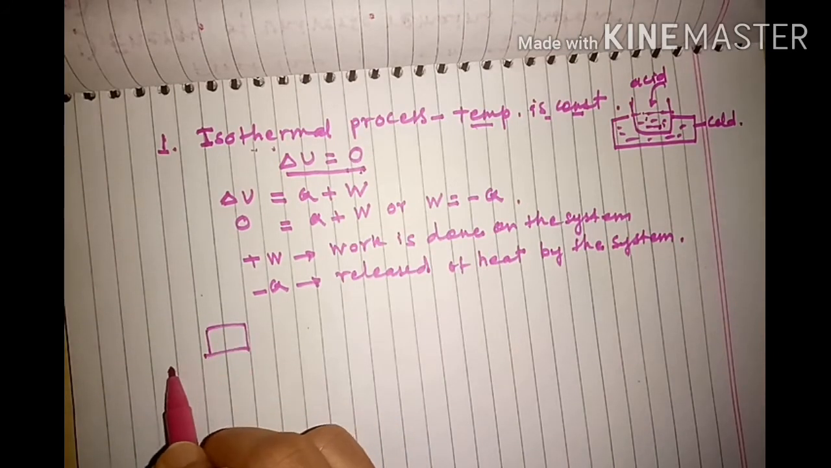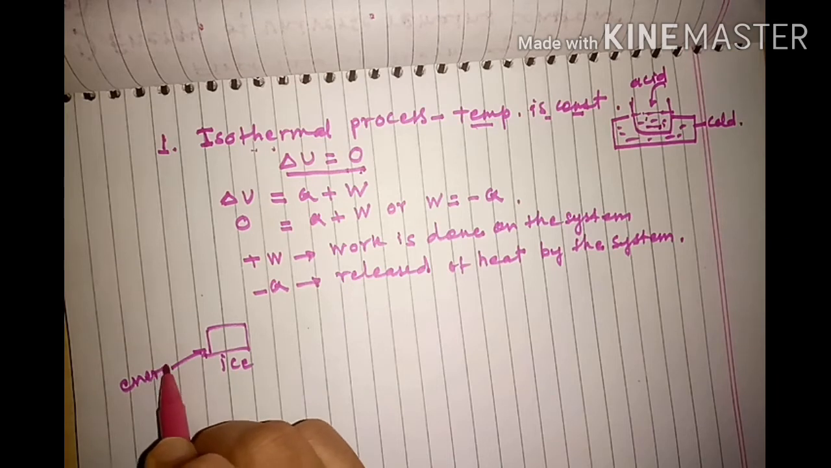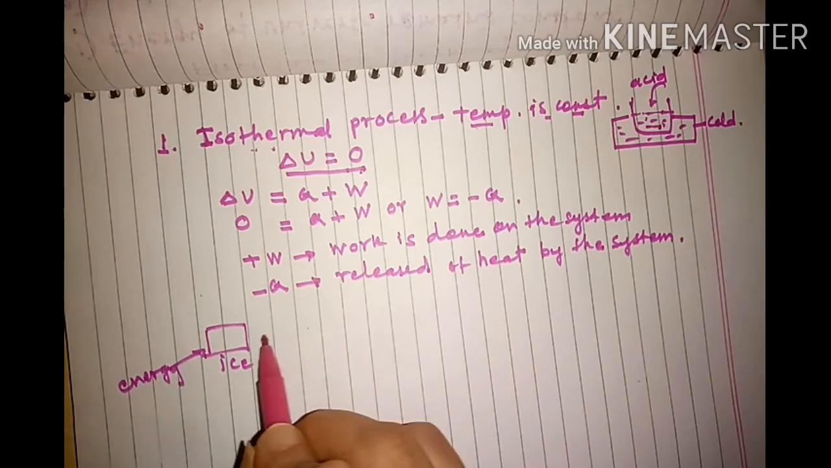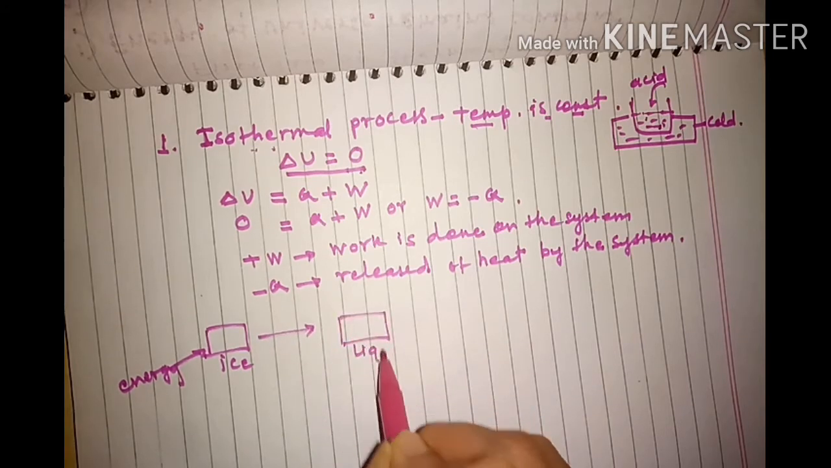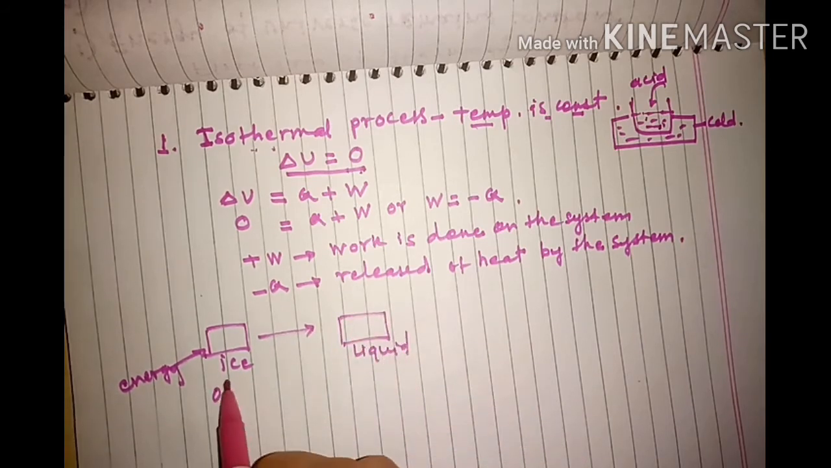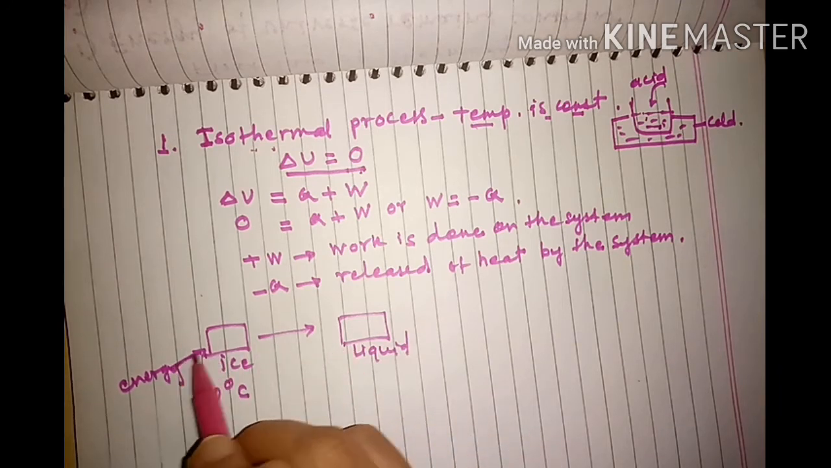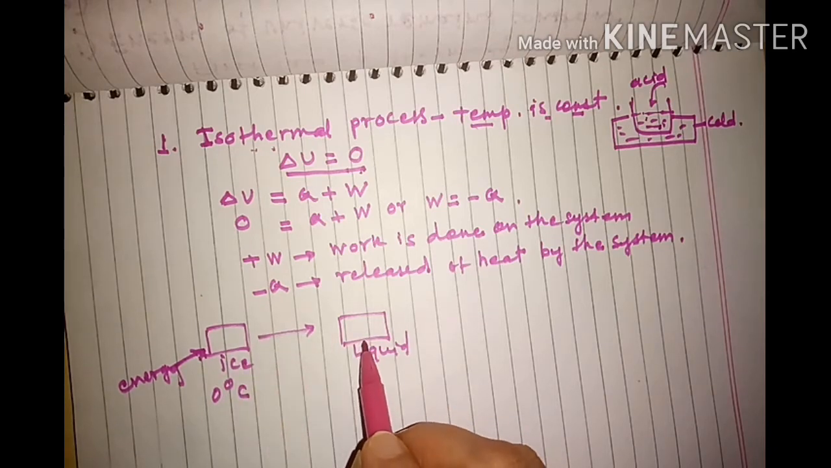Solid ice is taken, and if you are supplying some energy to this ice cube, what will happen further? It would be converted into liquid form. Here it is at 0 degrees Celsius, and so the amount of energy which is absorbed by this ice is utilized for the conversion from solid to liquid state. So solid is converted to liquid at 0 degrees Celsius.